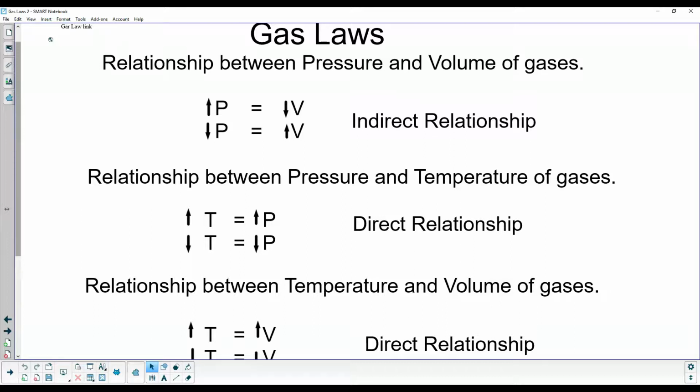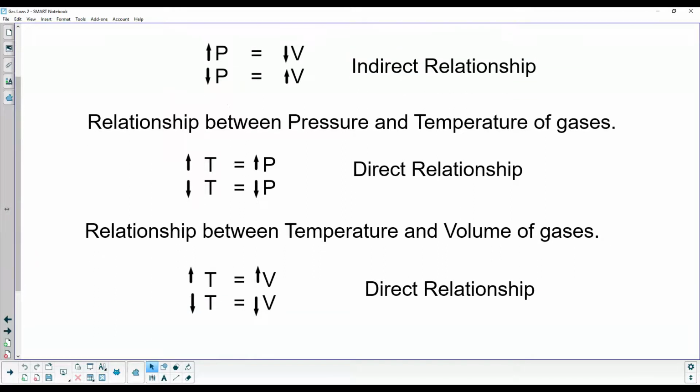Same thing with temperature and volume. They are also directly related. One goes up, the other one goes up, and vice versa. Probably the easiest way for me to demonstrate this is to demonstrate it using a PhET simulation. So give me just 1 second here, and I'll get this up so we can look at it.